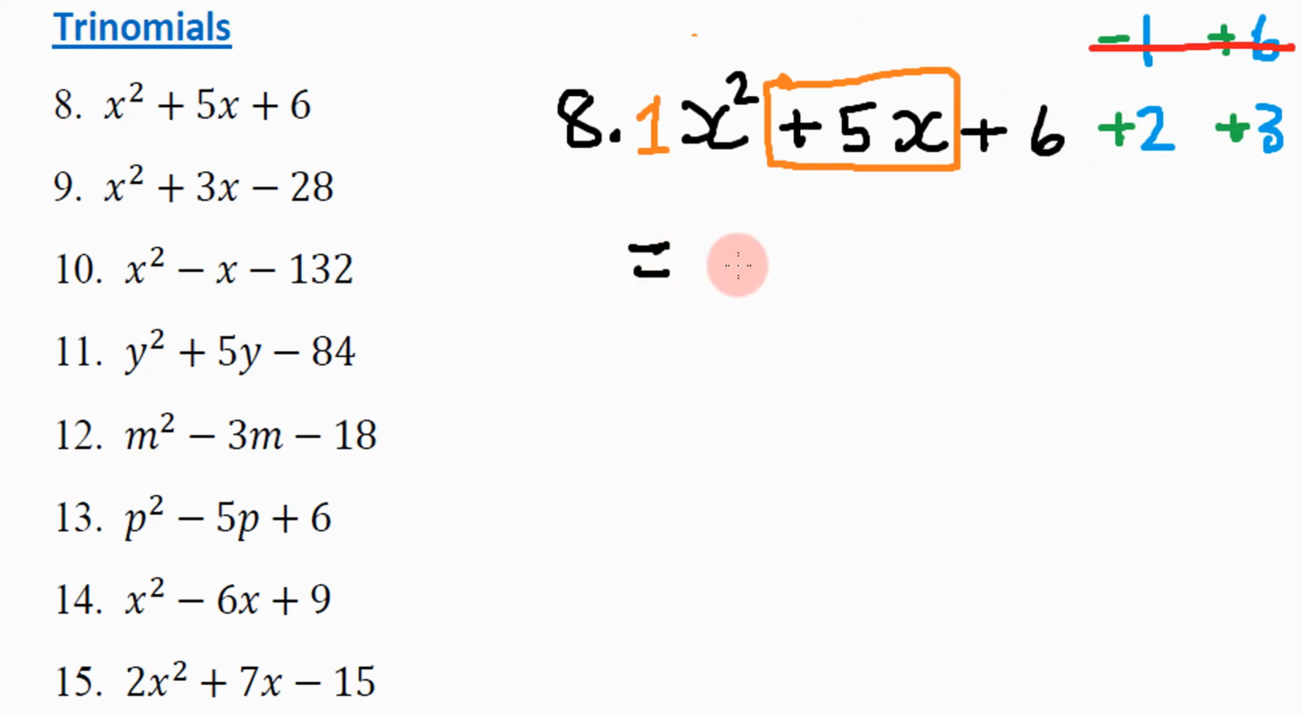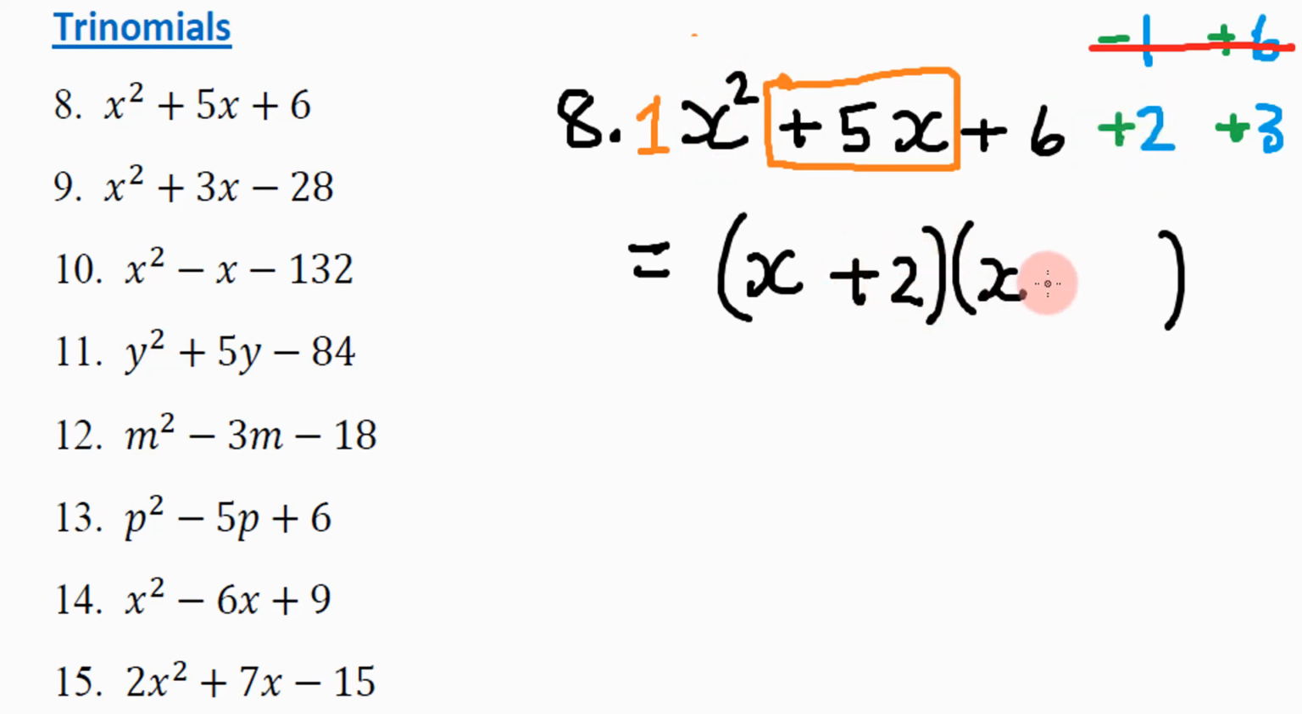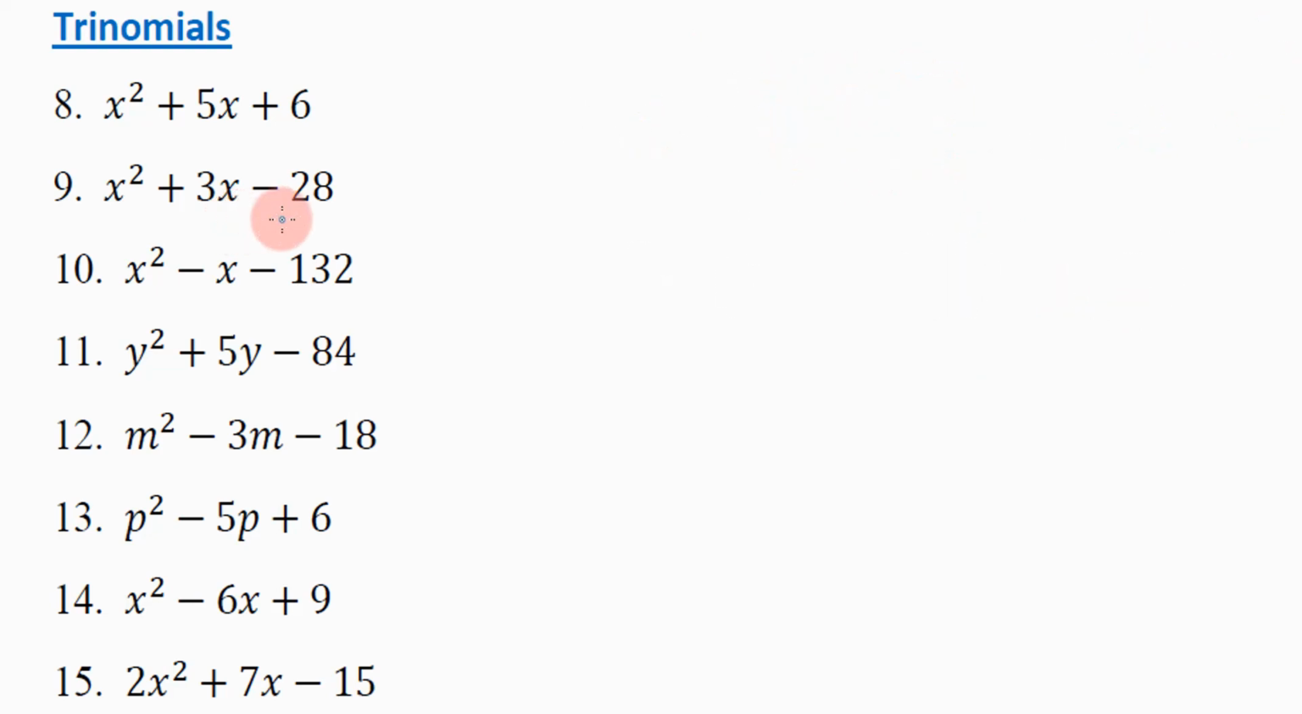So we have two sets of brackets, and x times x will give us x squared, and then we write in plus 2 and plus 3. Once again, we check mentally that when we multiply out, we get back the original. So x times x is x squared, positive 2 times positive 3 is positive 6. Then we have positive 2x plus 3x will give us positive 5x. Let's look at number 9.